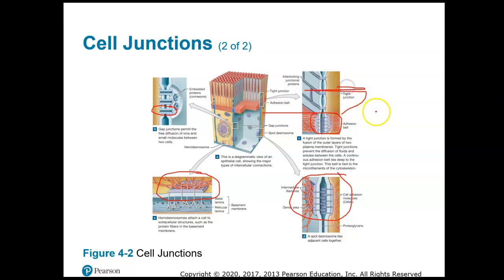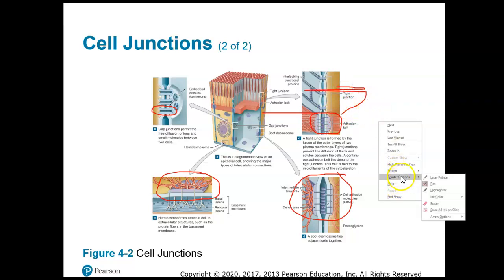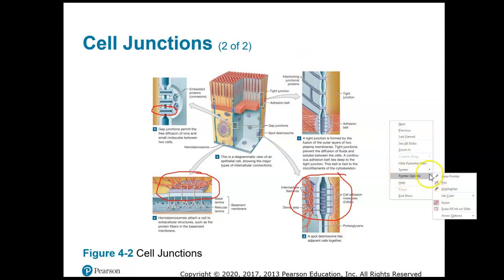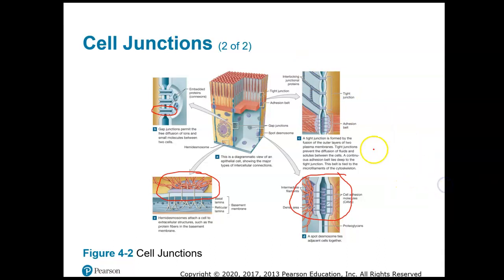Here we go. Oh my gosh. Let me get the eraser. I'm sorry about that. Okay, so I'm just going to erase that part too. So tight junctions, and what confused me is because this is a desmosome here, but these are tight junctions up here.